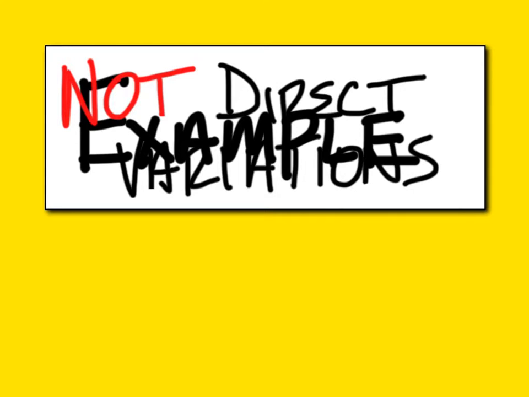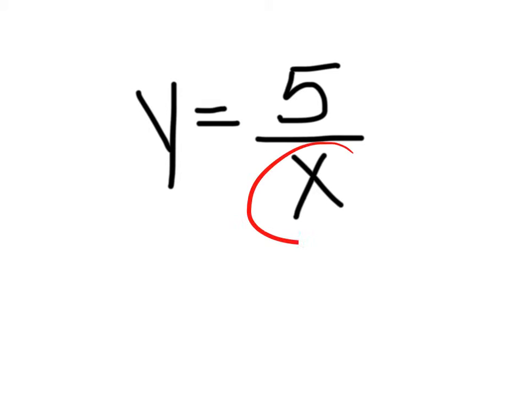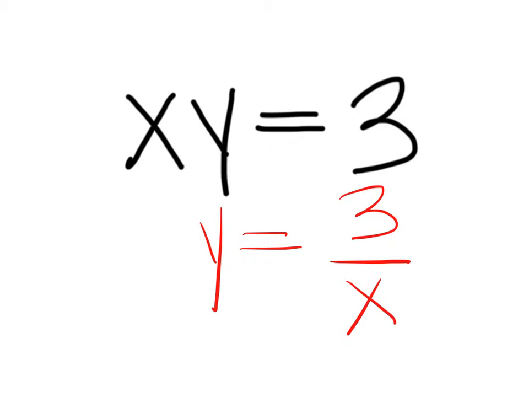But the following are not direct variations. These are not. Y equals 2x minus 1. If you have a constant at the end of it, or it could be before it, that's plus or minus something, that is not a direct variation. Y equals 5 over x. If you have an x on the bottom of a fraction, that's not direct. If you have xy equals 3, that's not a direct variation, because to get y by itself, you would have to divide 3 by x. That puts x on the bottom of a fraction. That's not direct.